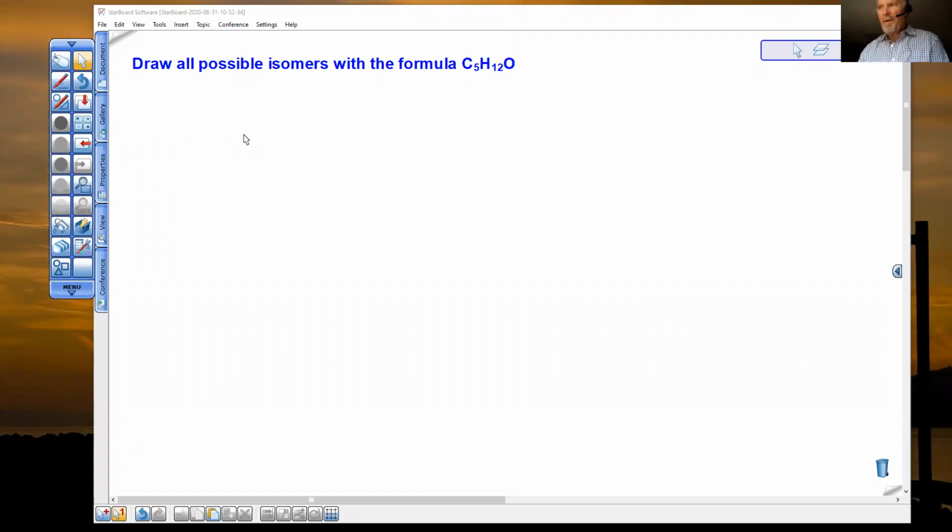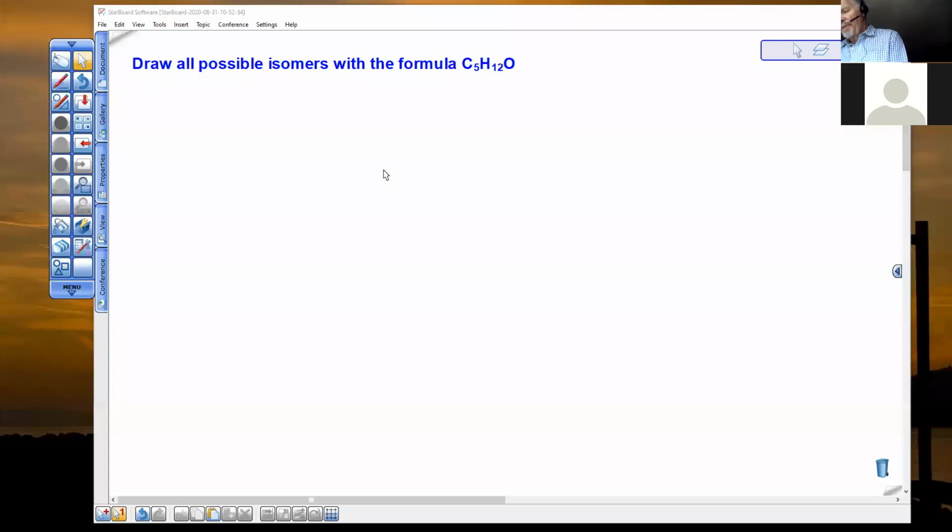Pretty sure we have the audio. And we're going to finish the day with this example. We're going to draw all possible isomers with the formula C5H12O. I just want to make sure everything's where it should be, and it looks like it is. There we go.